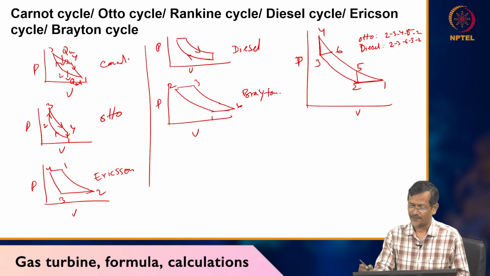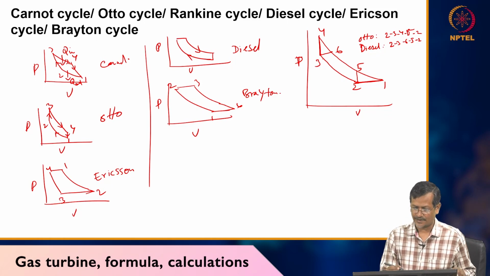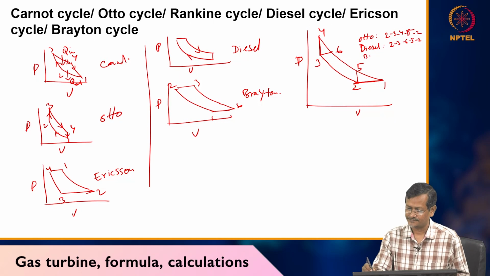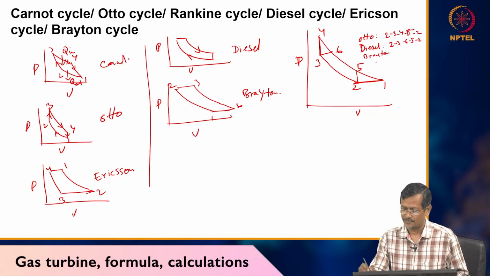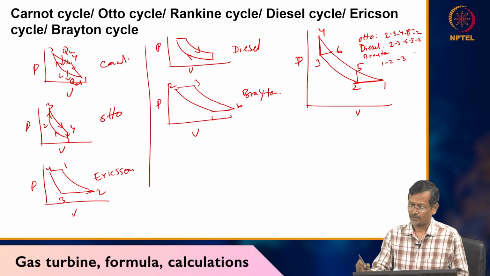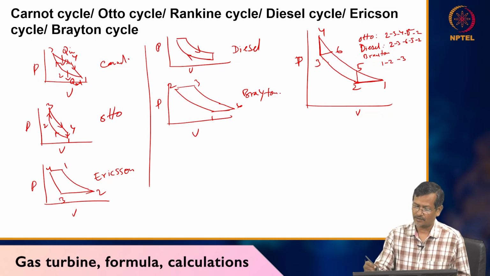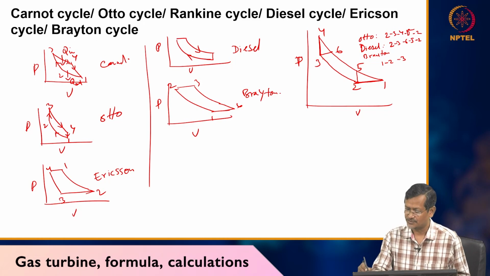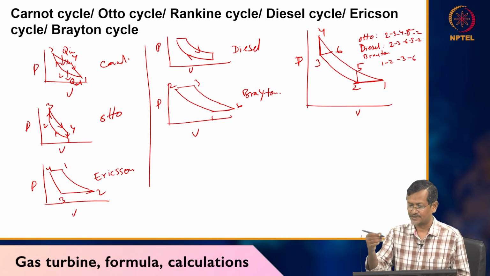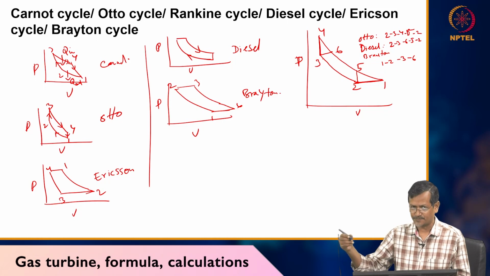So that is the diesel cycle. If I want to make this one the Brayton cycle, it is like 1, 2, 3: 1 to 2 intake, 2 to 3 compression, then heat addition at constant pressure. So 3 to 6, and 6 to 1 again the expansion process.